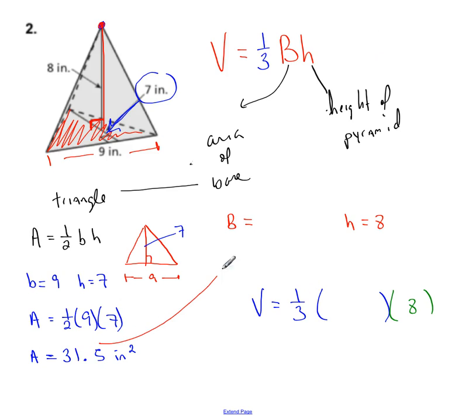I'm going to take that 31.5 and substitute that into my base formula. And then lastly, to find the volume of this triangular pyramid, multiply 1/3 times 31.5 times 8, and I get an answer of 84 inches cubed.